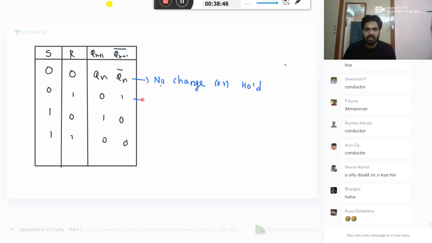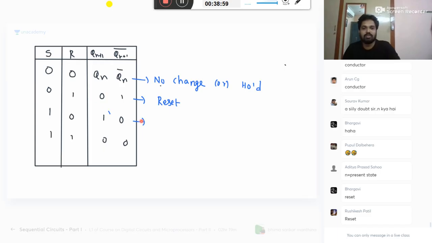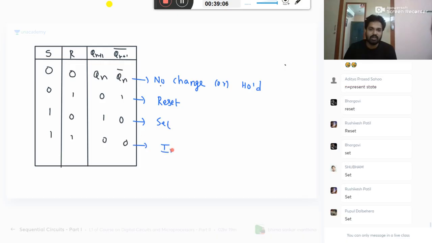Next. This is 0. You talk only about Q. Forget about Q bar. If you take only Q, okay, it is called reset. If you take Q equal to 1, it is called set. Both are 0, it is invalid.